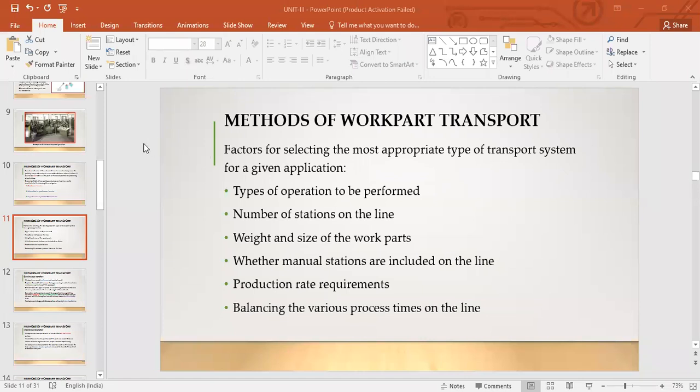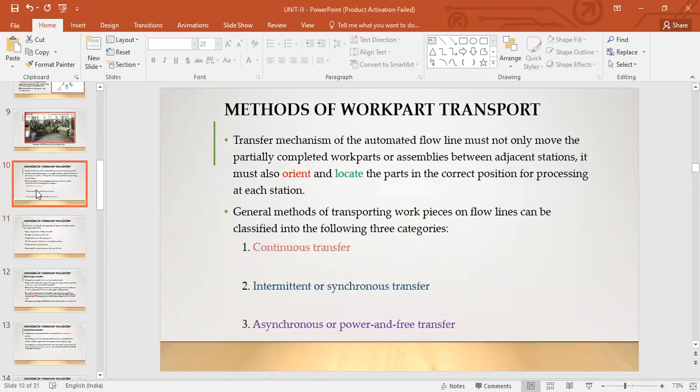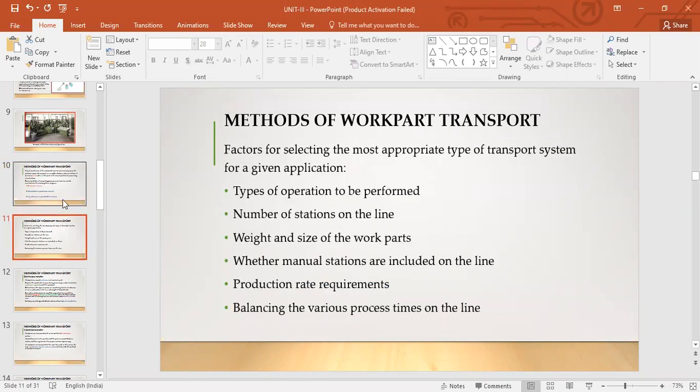So one major factor is your type of operation to be performed. What is the type of operation? That will have a major impact on whether you want to use your continuous transfer type of system, or intermittent, or synchronous, or asynchronous. Then the number of stations on the line: how many stations do you want to place?